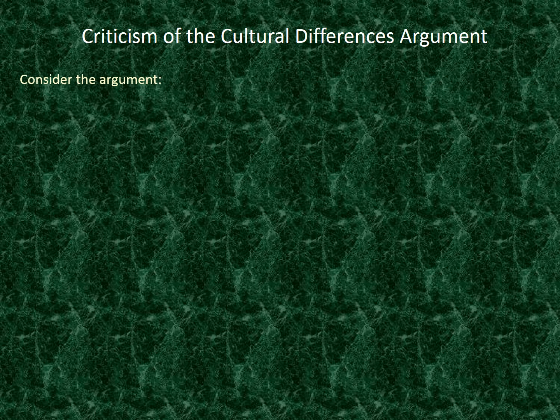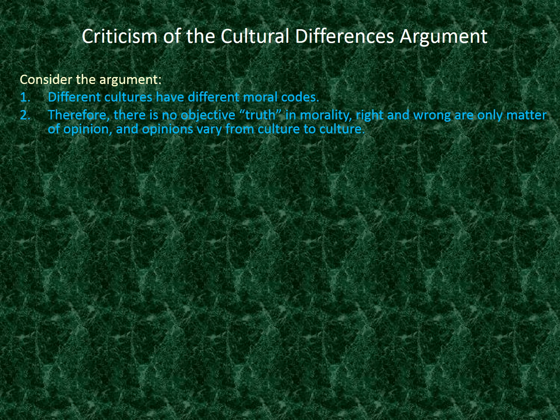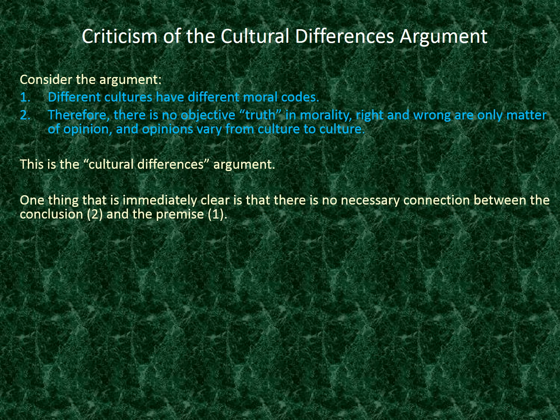Consider the argument. The premise: different cultures have different moral codes. The conclusion is, therefore, that there is no objective truth in morality. Right and wrong are only a matter of cultural norms, and these norms vary from culture to culture. This is what Rachels calls the cultural differences argument, the primary justification for cultural relativism. Now, one thing that is immediately clear is that there is no necessary connection between the conclusion and the premise.